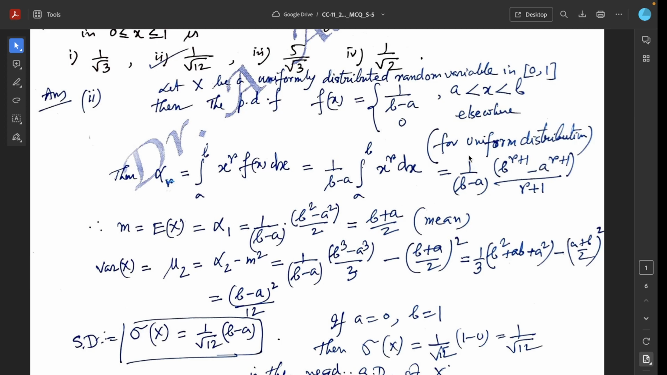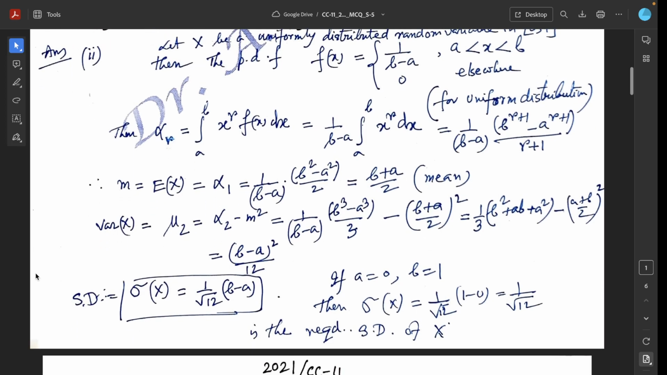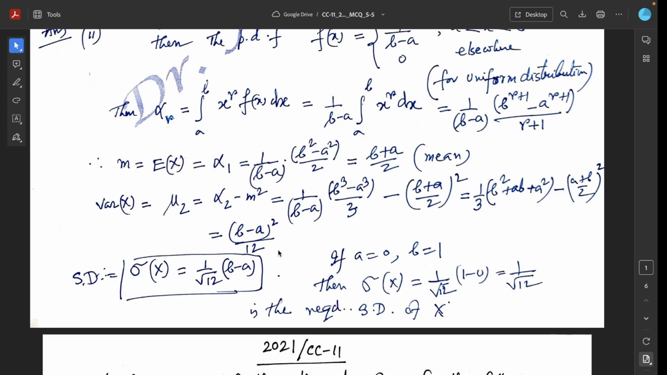So from this, 1 by b minus a, this r plus 1, so b square minus a square by 2, so b plus a by 2 is the mean. And variance of x equals mu 2, that is equal to alpha 2 minus m square. So put r equal to 2 here, so we get alpha 2 minus m square. M is this, m square. So after simplification we get b minus a whole square by 12.